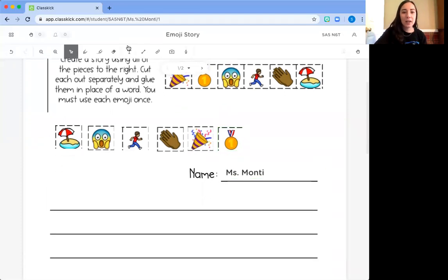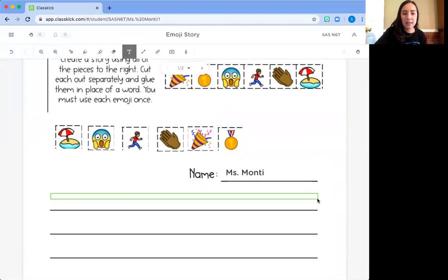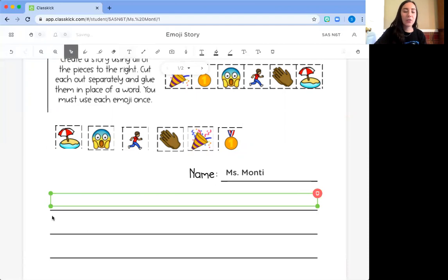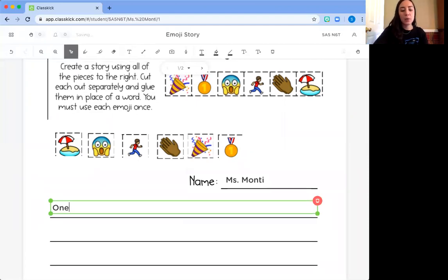Okay, so I'm going to make my text box and start writing. So I'm going to say, one day I was at the, and instead of writing the word beach, I'm going to drag this picture into the spot. So I'm going to say, one day I was at the beach. And I'm still going to put a period because it's the end of my sentence. So one day I was at the beach.